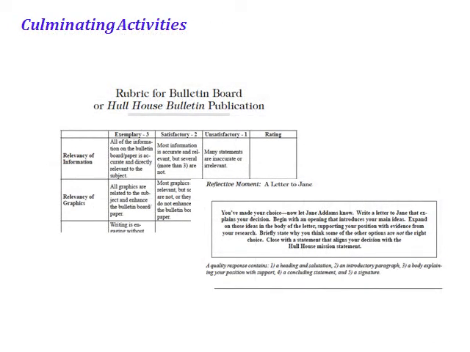Students announce their choice in an issue of the Hull House Bulletin, working together to create a printed newspaper or a bulletin board. Each student also writes an individual letter to Jane Addams defending the decision.